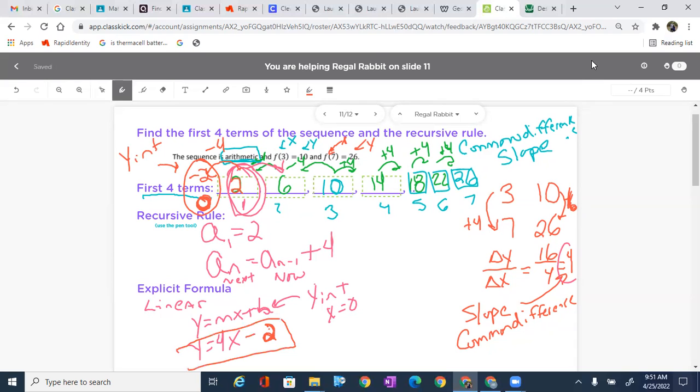So when we're given gaps in our data, remember we have to find our common difference, which identifies as our slope. Then we use that in order to create our pattern, our recursive rule, and we also use that to find our explicit formula. All right, I hope that helps you out converting from 2 points to a recursive rule.